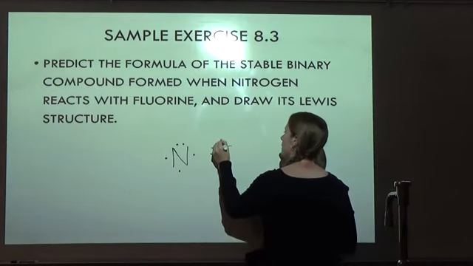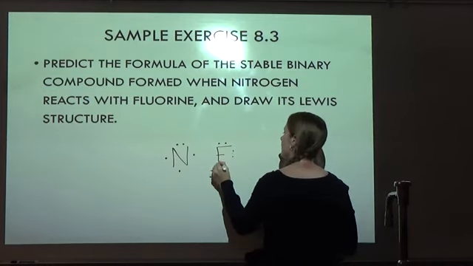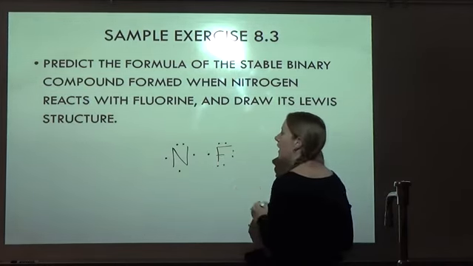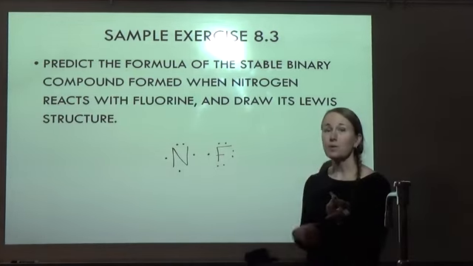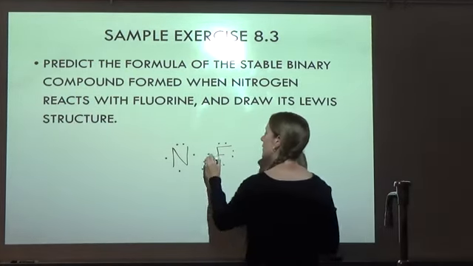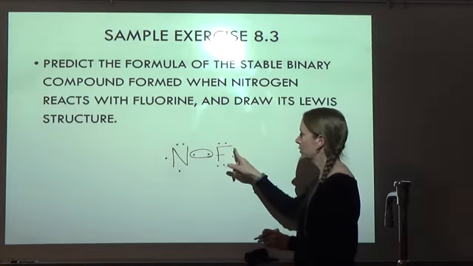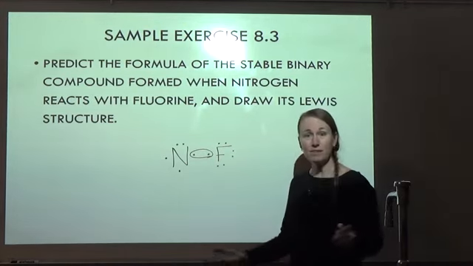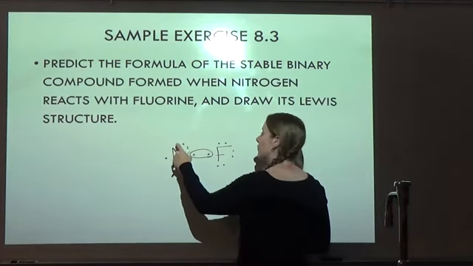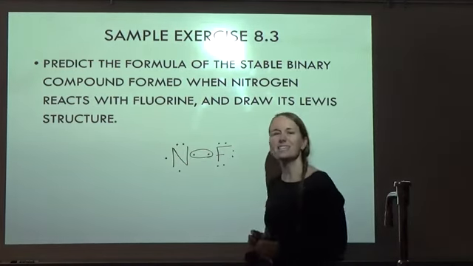Fluorine is in group 17, so it's going to have 7 valence electrons. Fluorine needs one more, but remember, nitrogen's not willing to give one up. So what they're going to do is share these two. Now F has 1, 2, 3, 4, 5, 6, 7, 8, so F is stable, but N has 1, 2, 3, 4, 5, 6, so N's still not there.